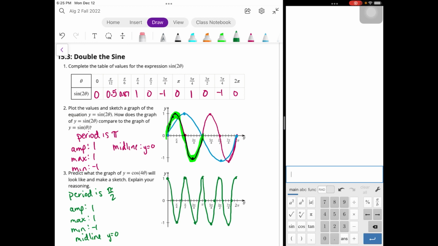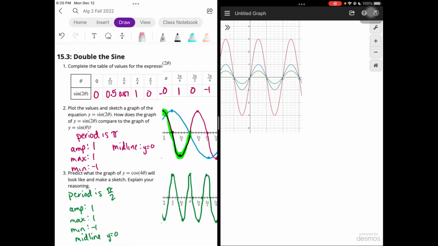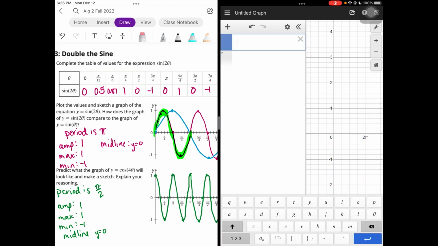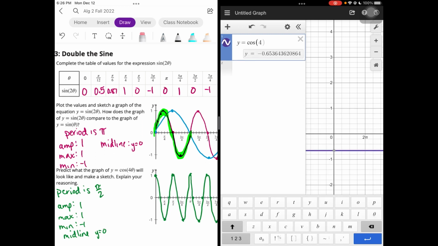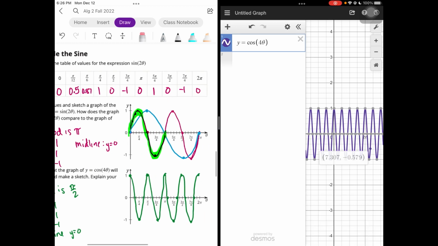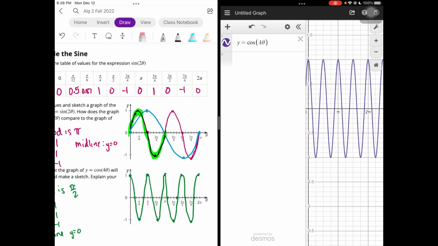Let's take a look at the graphing calculator just to see, are we right? So let's get rid of these. We had y equals cosine of 4 theta, and we went from 0 to 2 pi. From 0 to 2 pi is right about there. And you can see we have 1, 2, 3, 4 peaks with a couple of halves. So that looks pretty good.